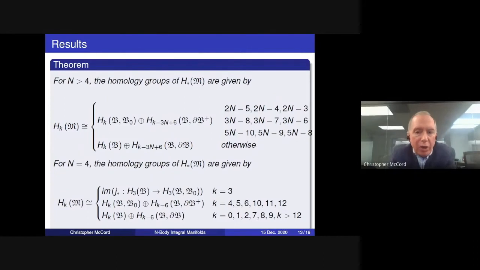So take all those elements. Each of them individually is moderately tractable, and they assemble into this formula for the homology of the integral manifolds. In low dimensions, you get some sort of interference effects, if you will, where you have to manage things a little carefully. And the formula for low dimensions becomes just a little bit more complicated than for higher dimensions.